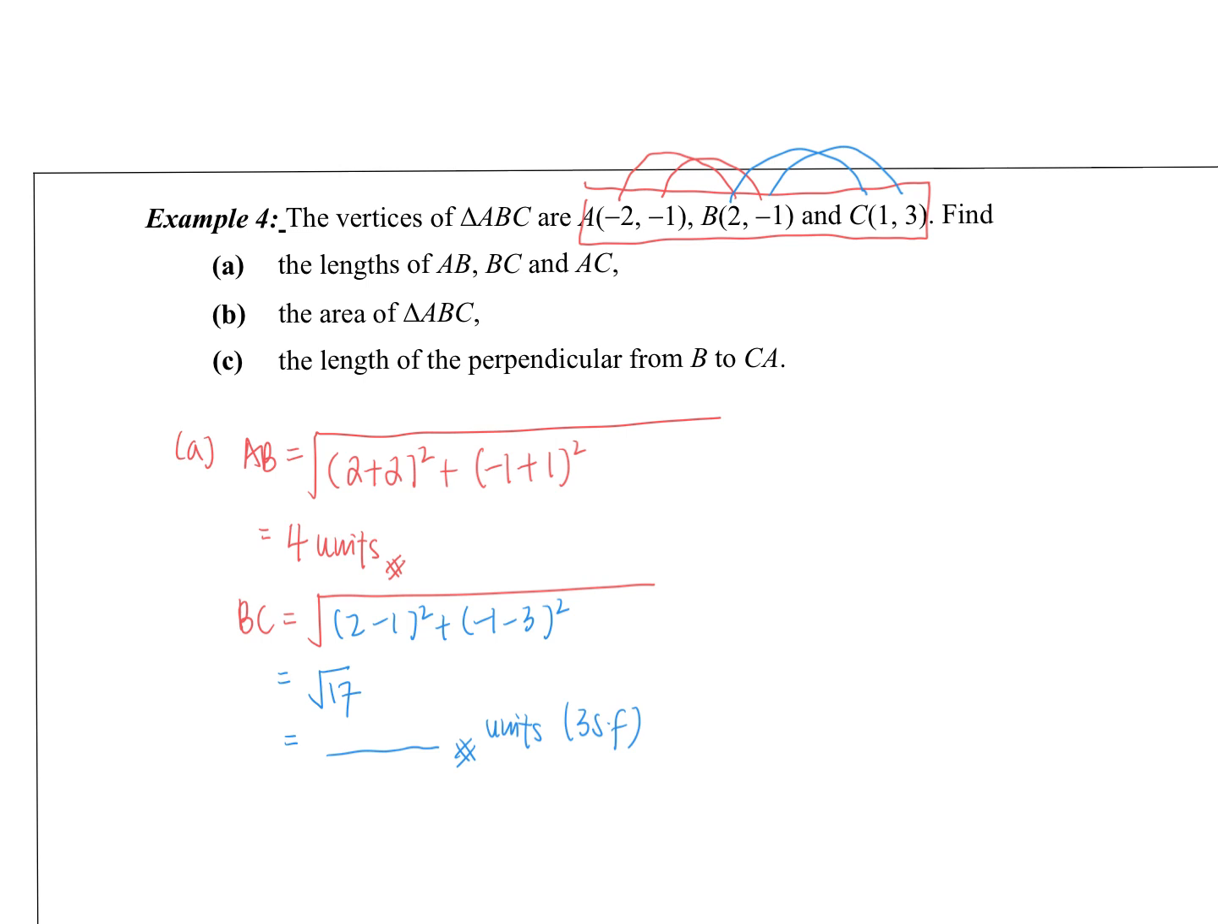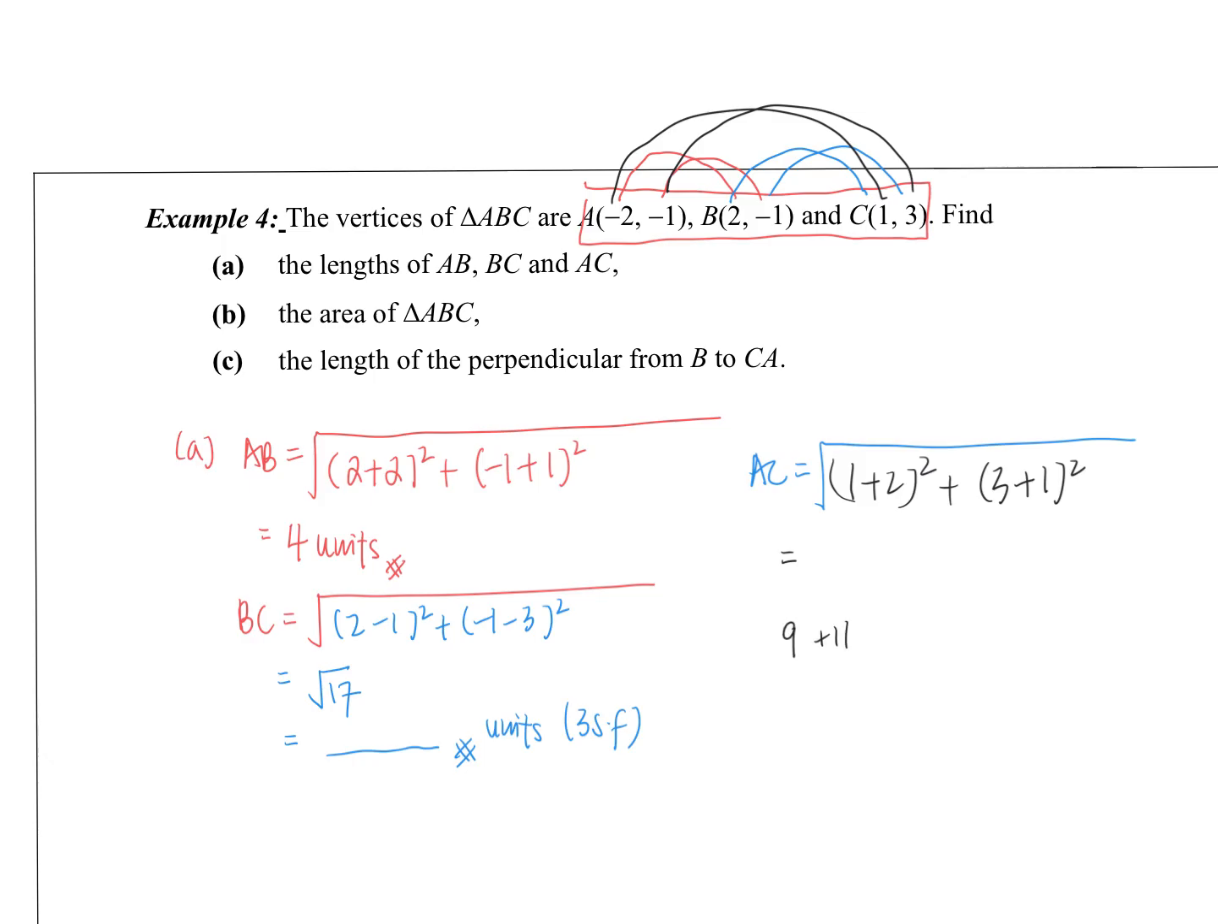Okay, last one is AC. You have to find like K and stuff. So 1 minus 2 is 1 plus 2. 3 minus 1, 3 plus 1. You are getting there. So this is 5 units.